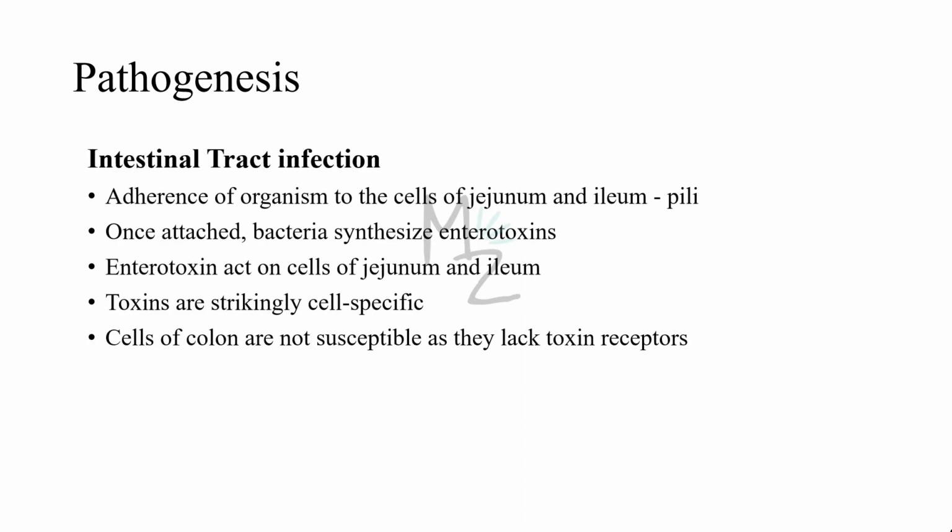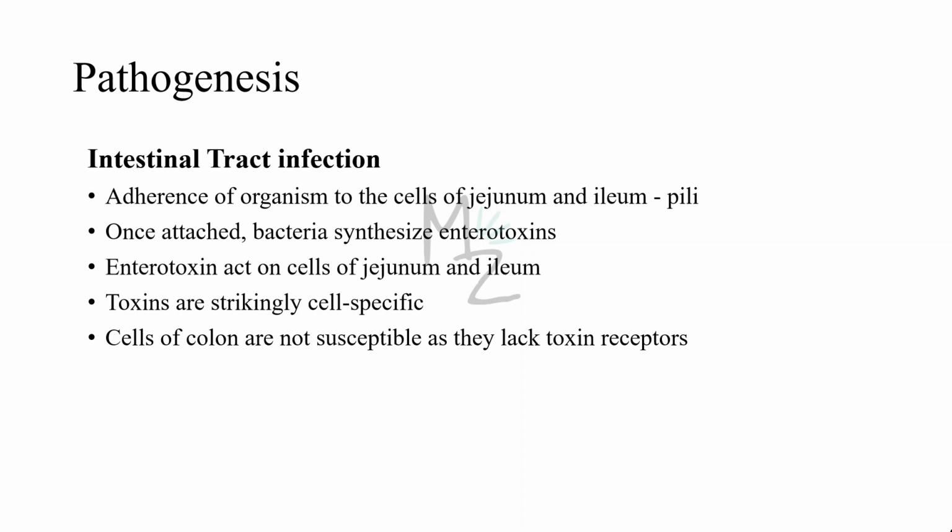First, let's talk about the intestinal tract infections. The first step is the adherence of the organism, meaning the E. coli, to the cells of the jejunum and ileum by means of pili, the first structural component. And pili protrude from the bacterial surface. Once attached, the bacteria synthesize enterotoxins, the other structural component, the exotoxins that act in the enteric tract, which act on the cells of the jejunum and ileum to cause diarrhea.